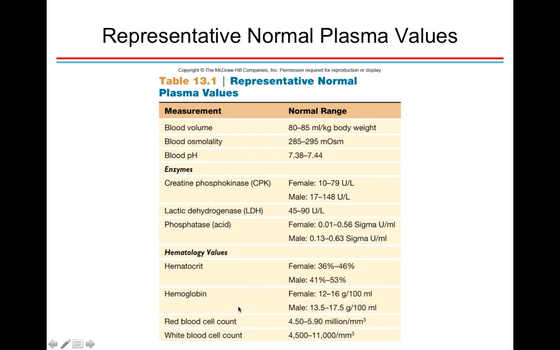Hemoglobin is, of course, really important for carrying oxygen in our red blood cells, and males tend to have a little bit higher levels on average than females. The red blood cell count is huge. It's about 4.5 to 6 million red blood cells per cubic millimeter of blood. And the number of white blood cells is much lower, about 4,500 to 11,000 per cubic millimeter.